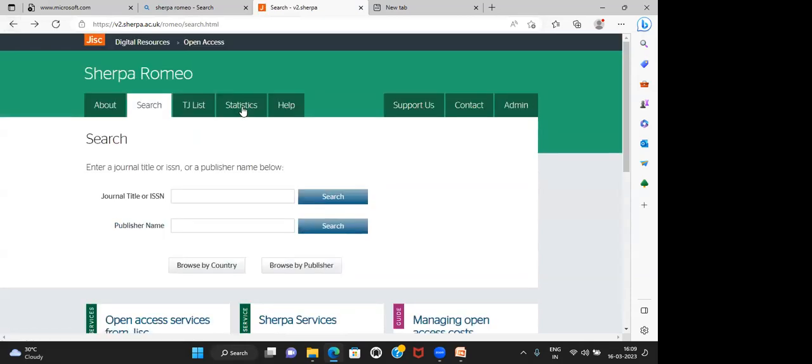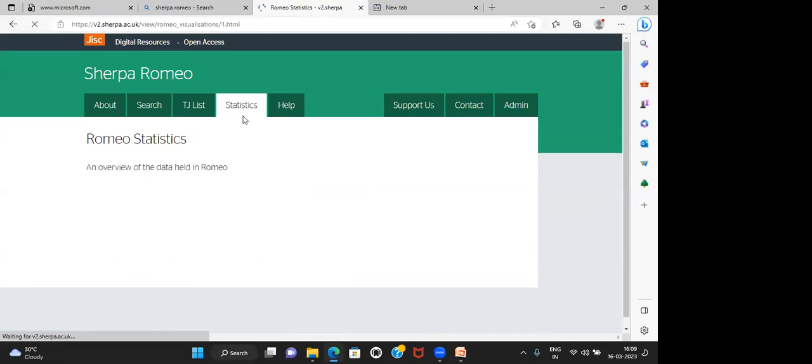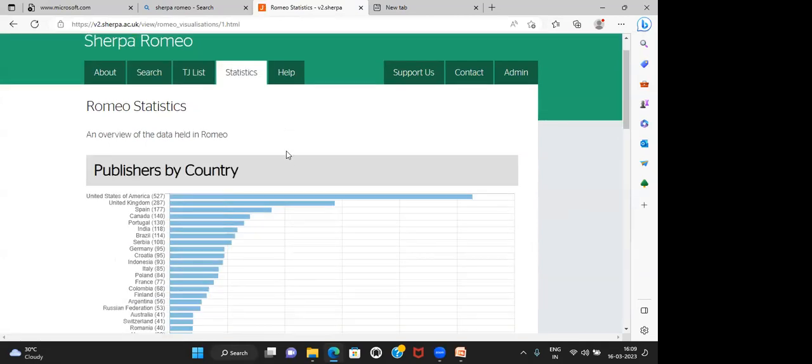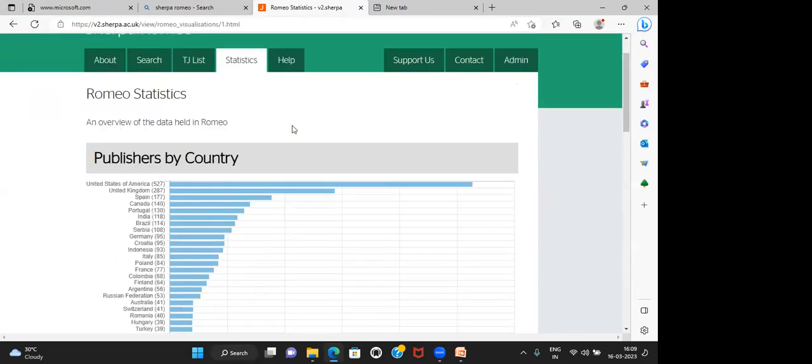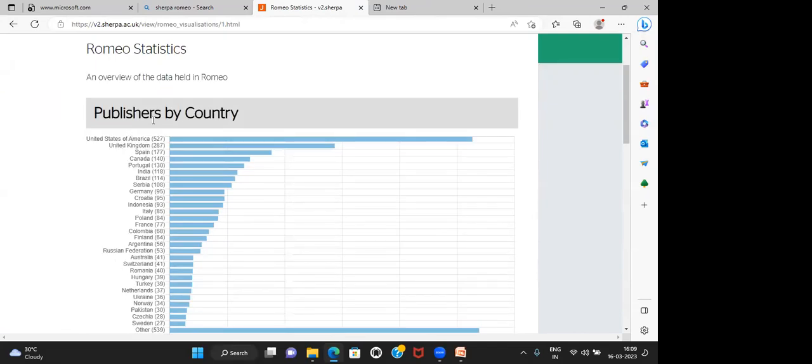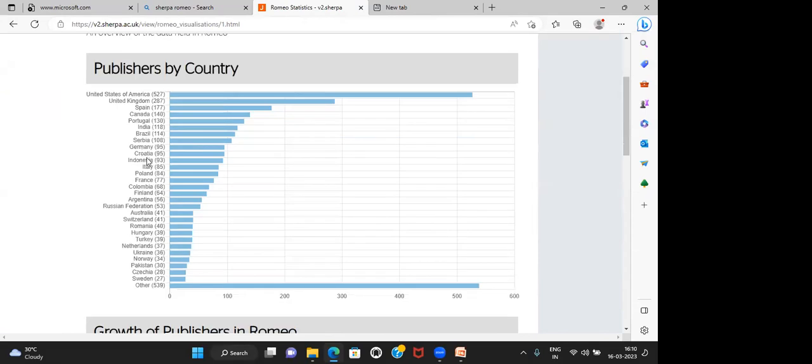Now we see the statistics. What is this showing, you see. The statistics gives us the publishers by country. Here you see the United States of America has the maximum number of publishers, that is 527, followed by the UK with 287, whereas India has 118 publishers.